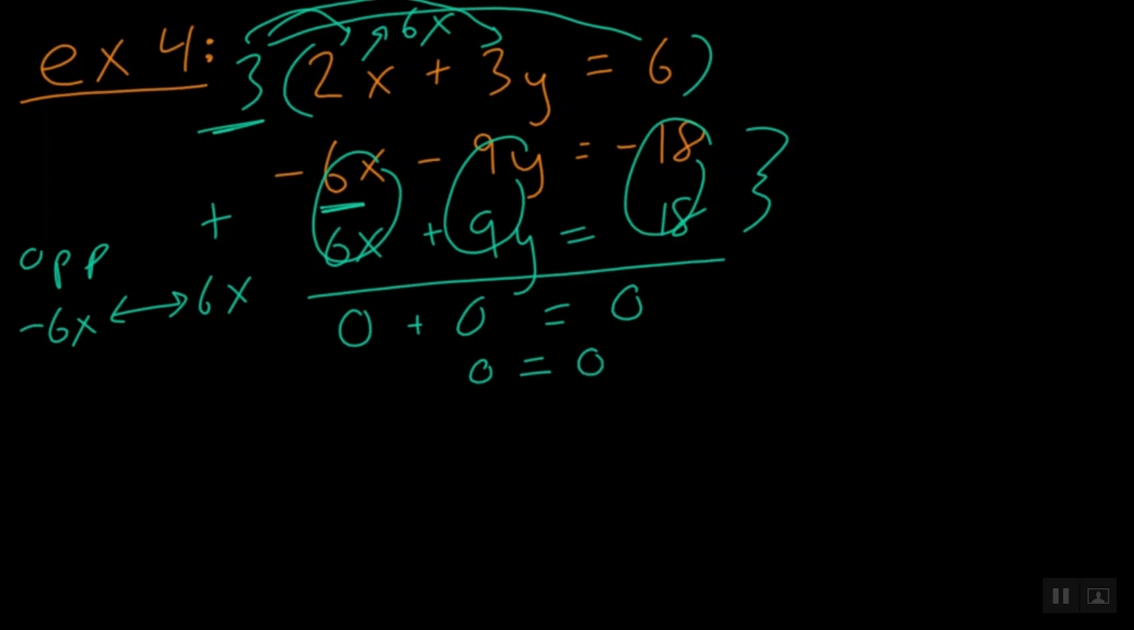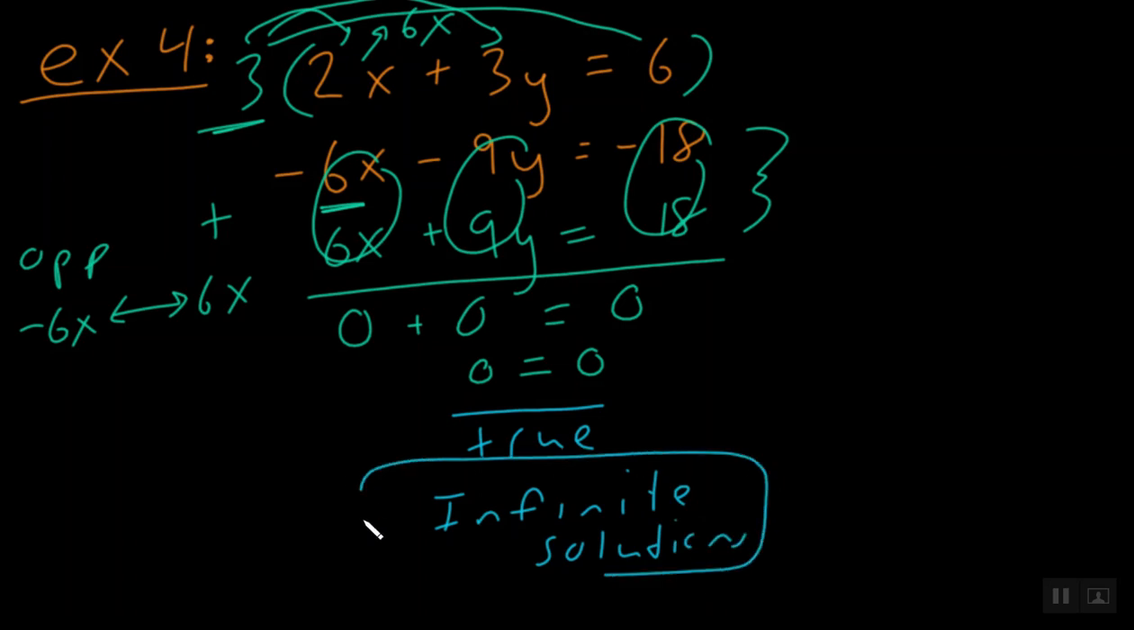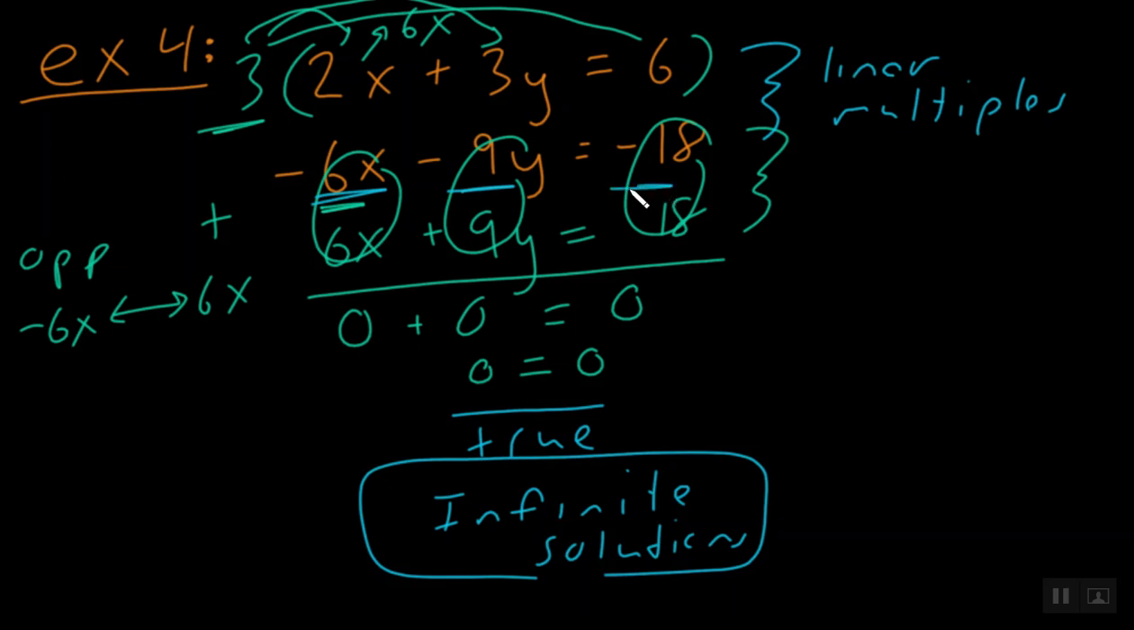And here's my question to you. Is this a true or false statement? Just take a second yourself. Is it true or false that 0 equals 0? And the answer, of course, is that it is, in fact, true. Because it's true, we know that this means that there are, in fact, infinite solutions. And the best way to say this is that these 2 lines were what we call linear multiples. Every number in this second line was just taking the first line and multiplying by negative 3. When that's the case, you have infinite solutions.